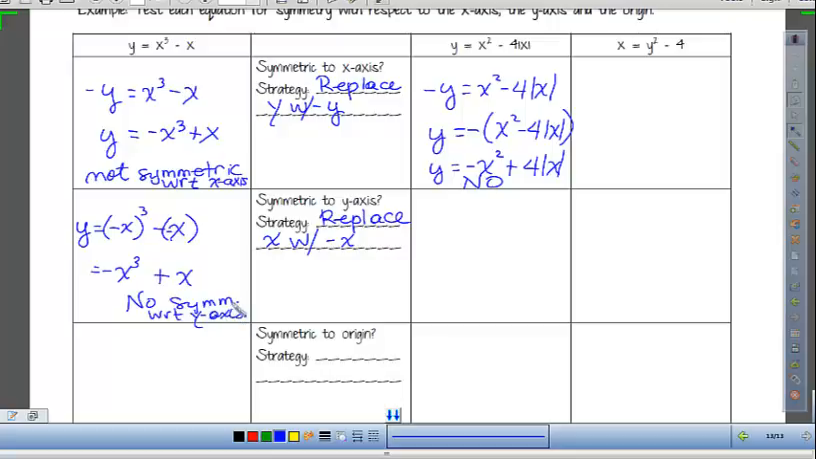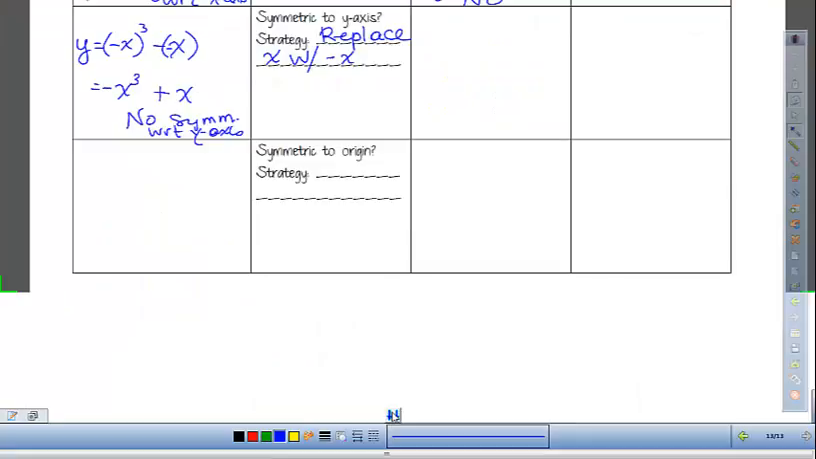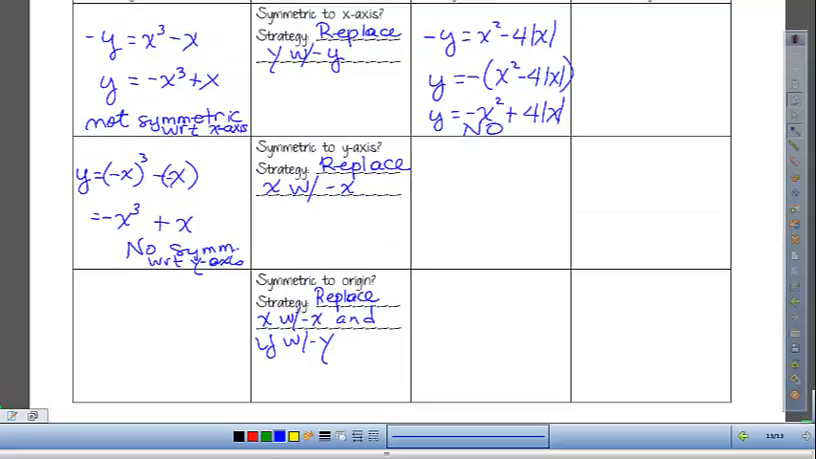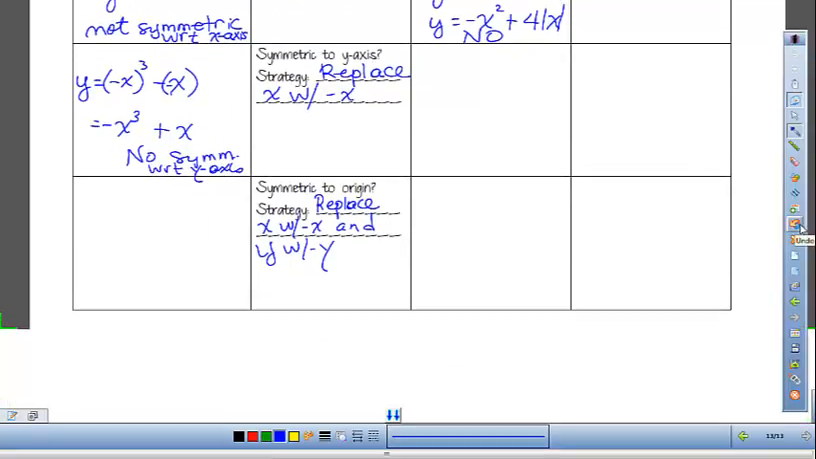Okay, very good. And then the last concept is symmetry with respect to the origin. And our strategy is what? We have to do both. Okay, so we're still looking at y equals x cubed minus x. Okay, that's what we're starting with.